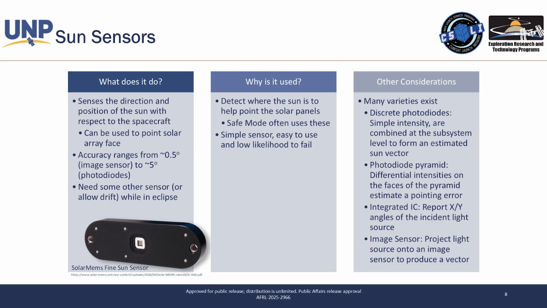It is sensing the direction of a bright object, not necessarily the sun, but you can use limits and thresholding to determine if it's the sun or not. They're usually not particularly accurate, but they do okay. And yeah, you need another sensor, obviously, while in eclipse. Otherwise, you don't know where you are while you're on the dark side of the Earth.